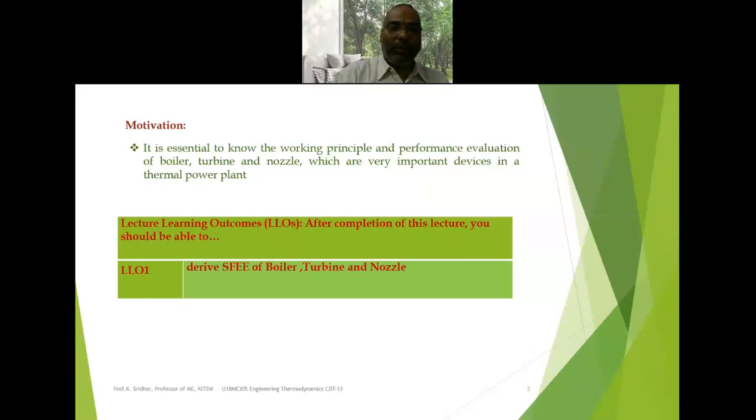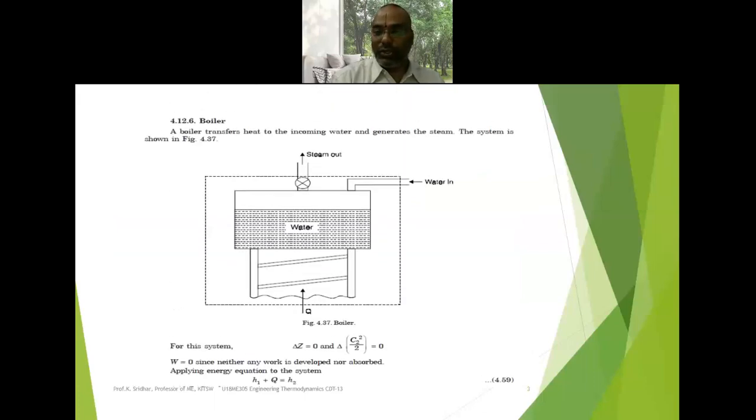So the outcome of this lecture is, you should be in a position to derive the steady flow energy equations for the boiler, turbine and nozzle, and similarly you should be in a position to solve some problems based upon the steady flow energy equation of the boiler, turbine as well as the nozzle. So these are the outcomes I'm expecting from this lecture.